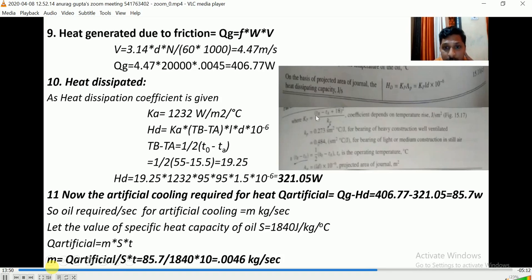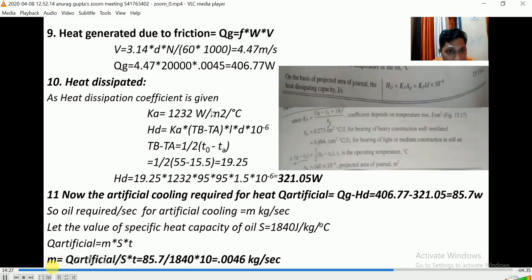If you see the unit of Kp here is joules per second meter square, but the unit of Ka is watt per meter square degree centigrade. That means this Ka has to be multiplied with the projected area of the journal and the temperature difference between the bearing and the ambient temperature, this Tb minus Ta. So we will not use these equations. We have to use the K which is given in the problem.